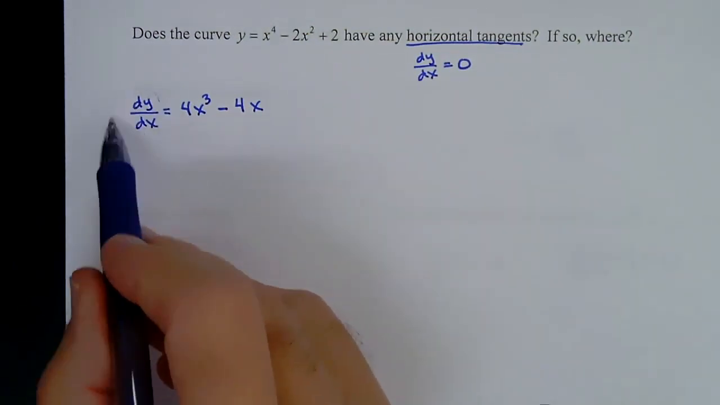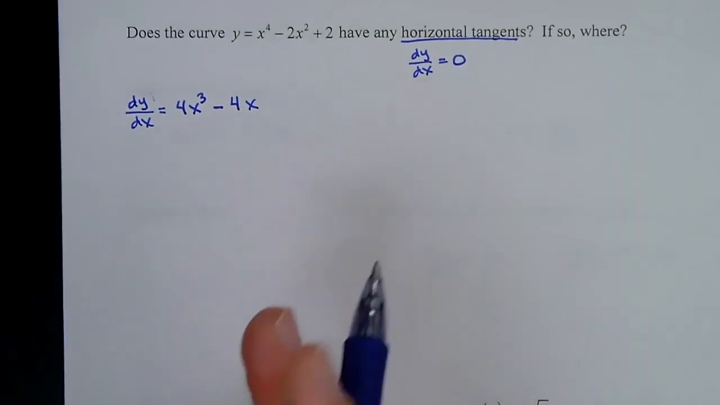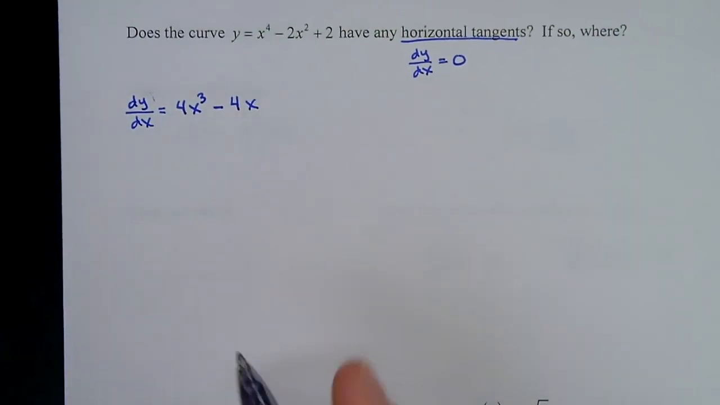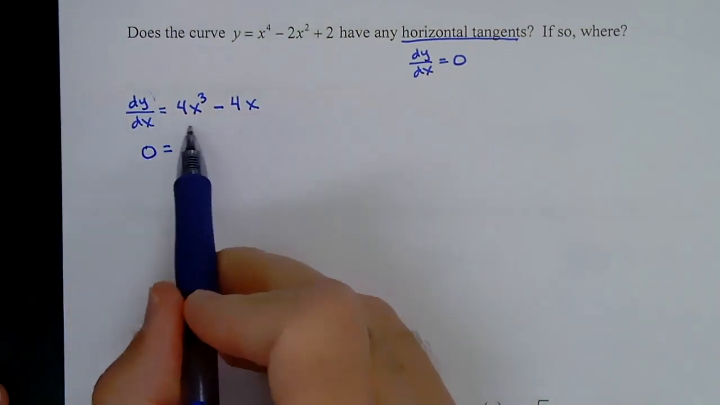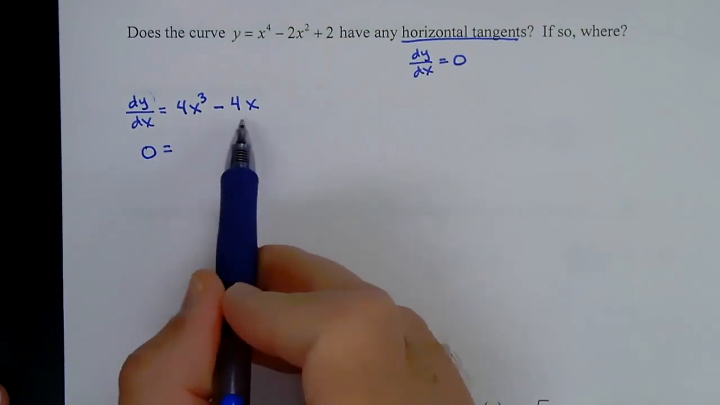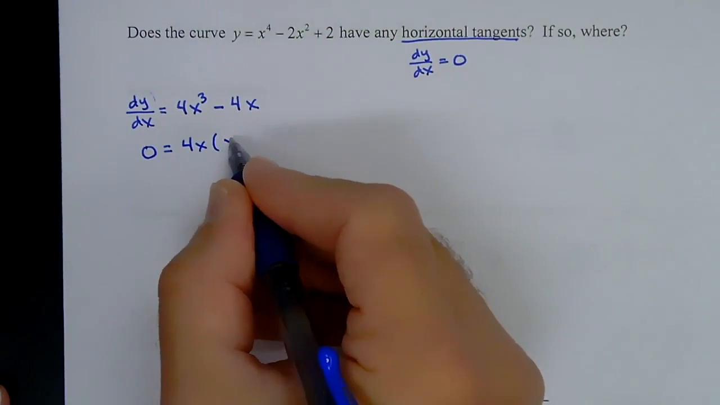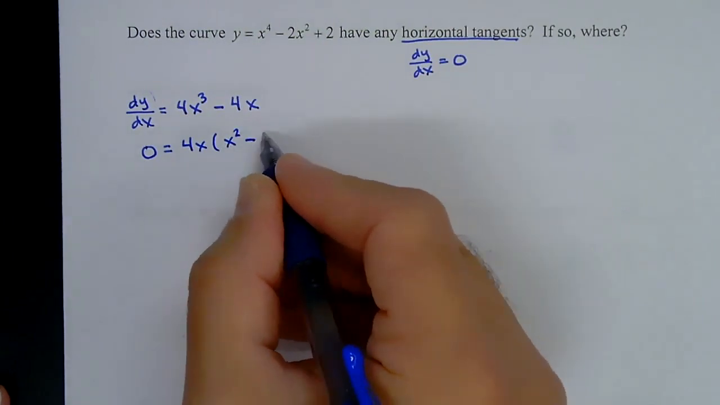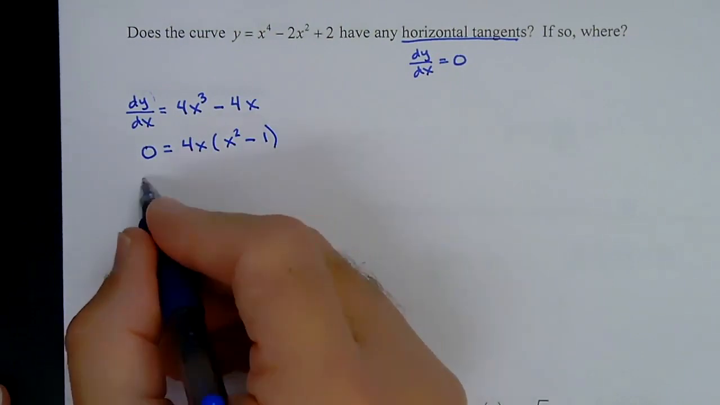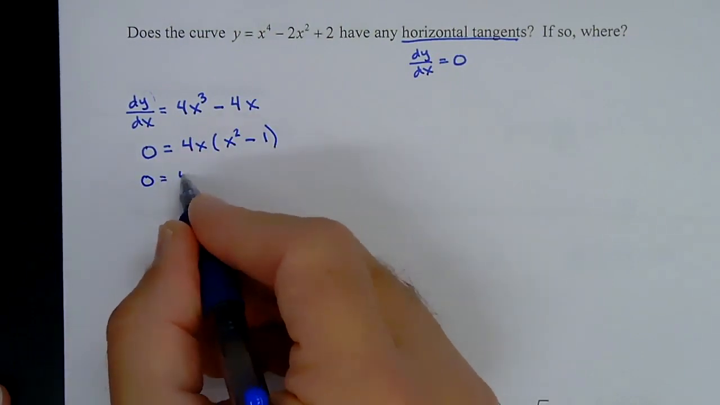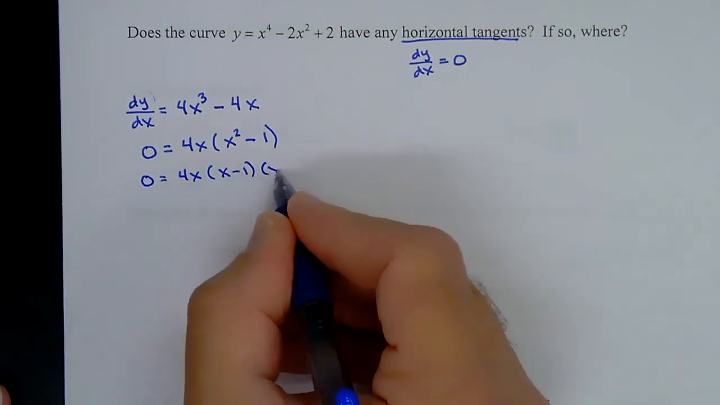Because if there's an x that causes dy over dx to be 0, that would mean we have a horizontal tangent. So we're going to set this equal to 0. And then we're going to factor this. Now there's a GCF here of 4x. So I'm going to factor out a 4x. And I'd be left with x squared minus 1. And you should recognize that's a difference of squares. So that means 0 is equal to 4x times x minus 1 times x plus 1.